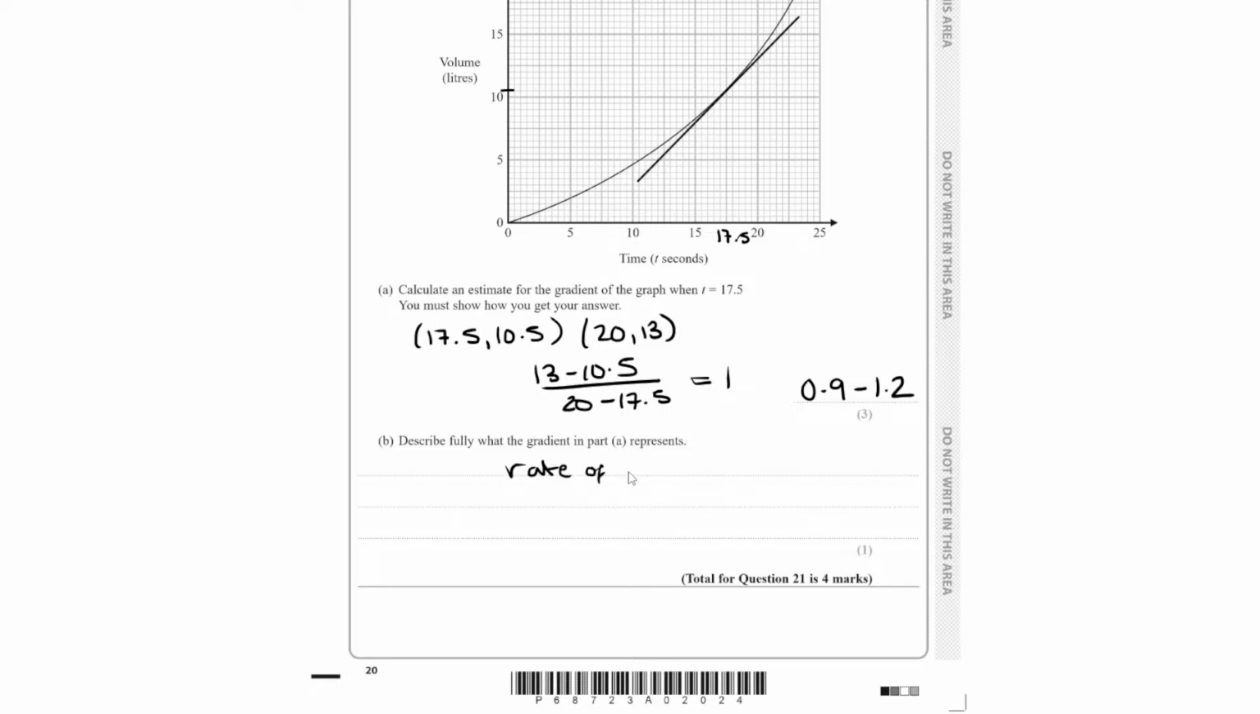They obviously have other examples in the mark scheme, but rate of change of volume is, I guess, the most standard answer, because gradient is always the rate of change. And then in this particular context, you just say whatever the y-axis is, which is volume. But there are multiple different answers for this. As long as you've referred to the context, I think is what they want you to do. If you just said rate of change without the volume, I'm not sure they would give it to you.